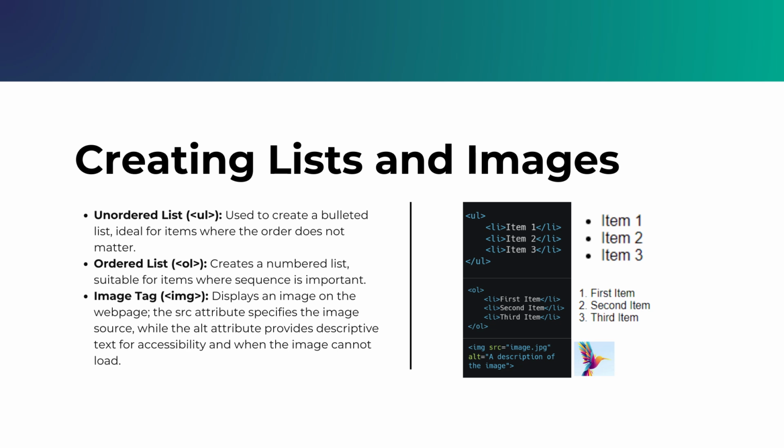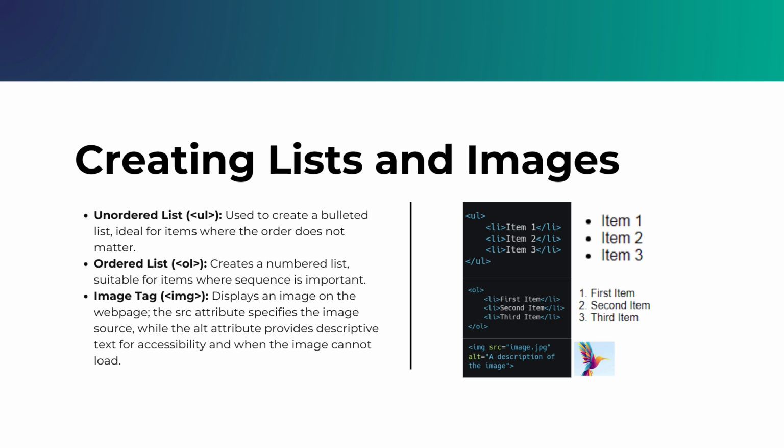Another crucial element in HTML is the ability to display images. To insert an image into your web page, we use the <img> tag. Unlike other tags we've looked at so far, the <img> tag doesn't have a closing tag. Instead, we simply include the src attribute to specify the path to the image file. Here's an example: <img src="image.jpg" alt="a description of the image">.